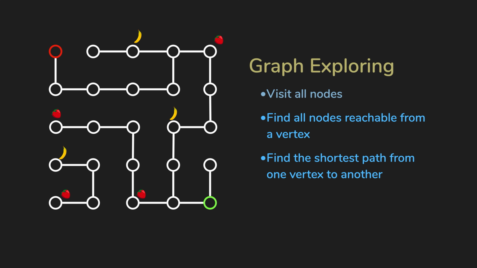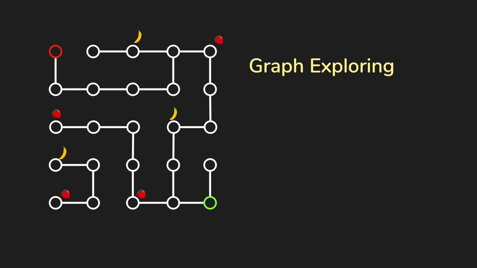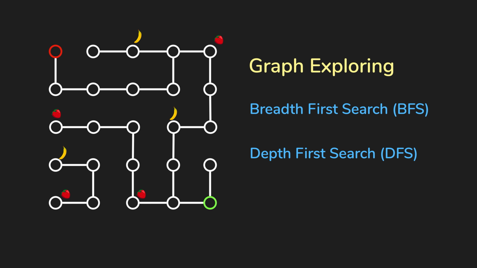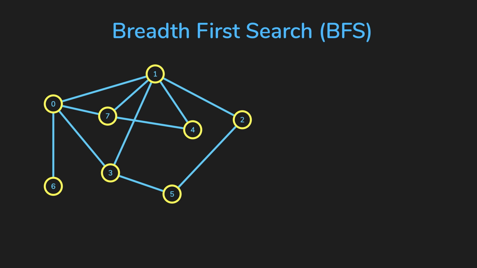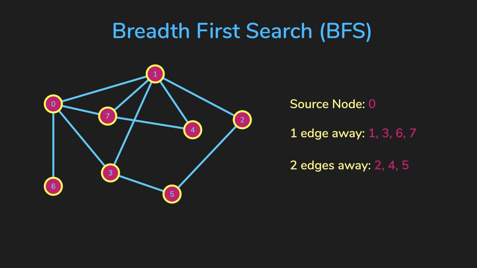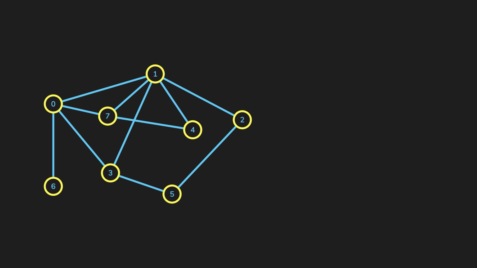All those three things you did are basically exploring a graph, and there are two main ways of exploring a graph: breadth first search and depth first search. Today, we'll be learning how to do breadth first search, or BFS for short. Intuitively, the breadth first search is an algorithm that, starting from the source node, will check everything one edge away, then two edges away, then three, etc. So how do we implement this?